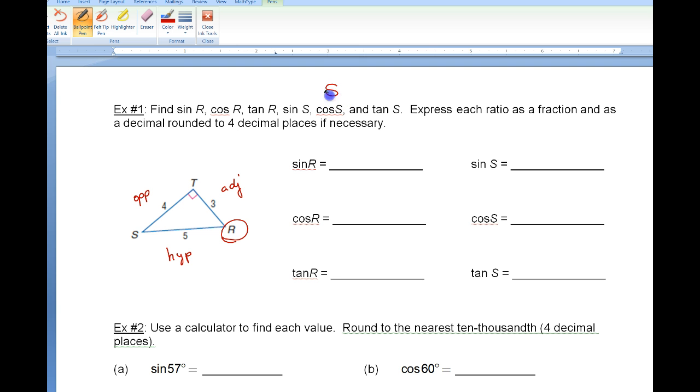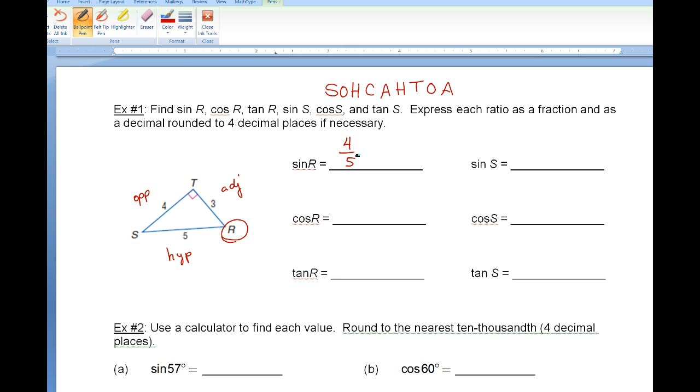Right, so remember, we have this SOHCAHTOA. Trust me, you'll see it enough that you're not going to forget how to spell it. Okay, so sine of r is opposite over hypotenuse. So sine of r is just going to be 4 over 5. Okay, just write 4 over 5.